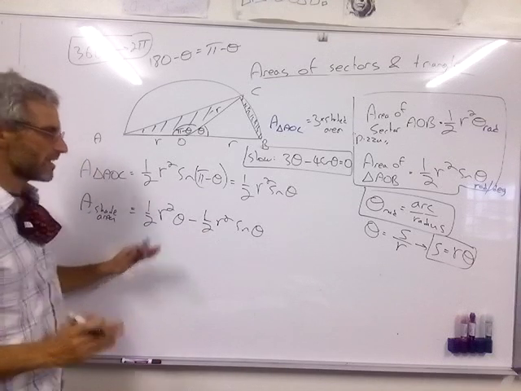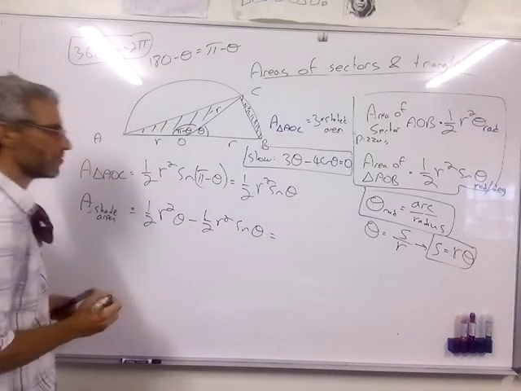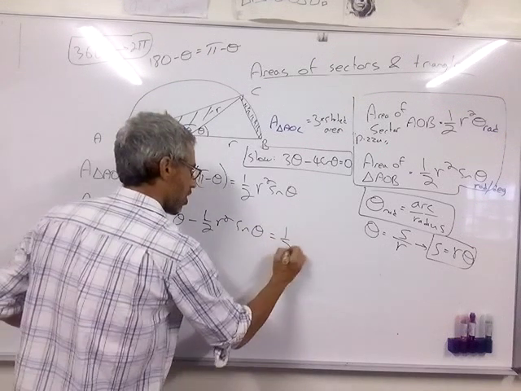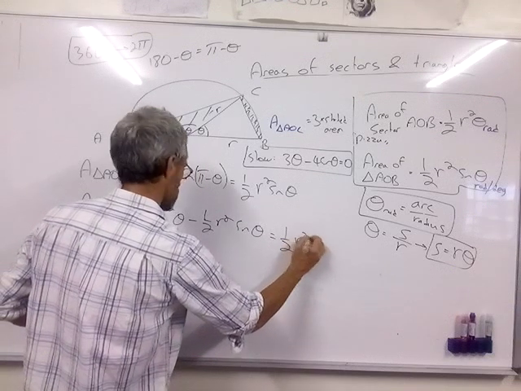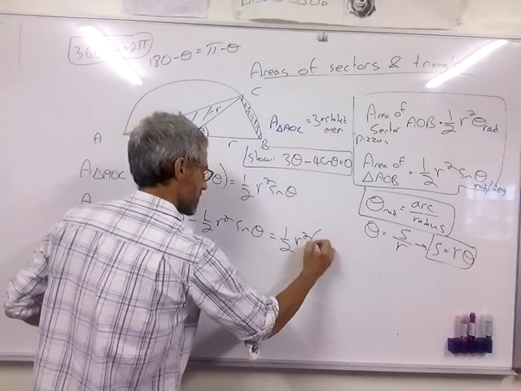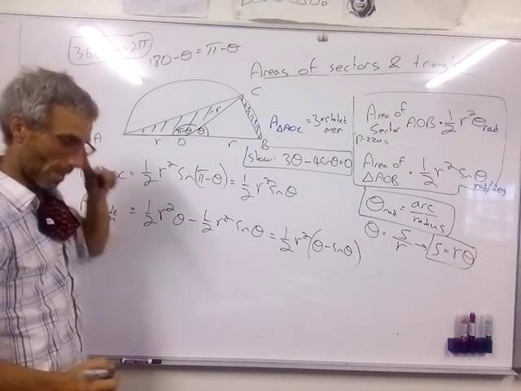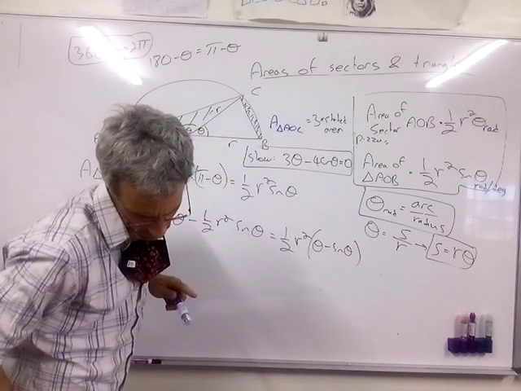Now, at this point, I will do as I did before and take a common factor. I think it will be better. So I'm going to take half r squared out, theta minus sine theta. Okay, I'm hoping this is going to work.